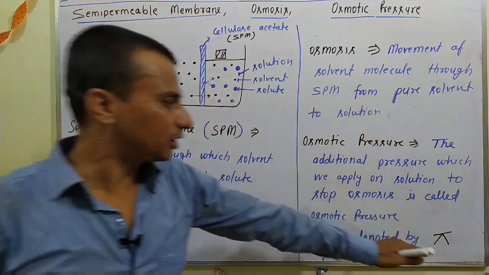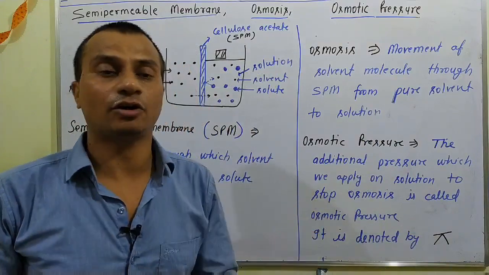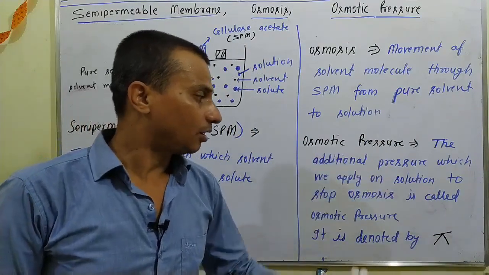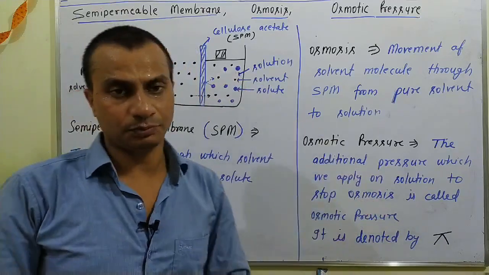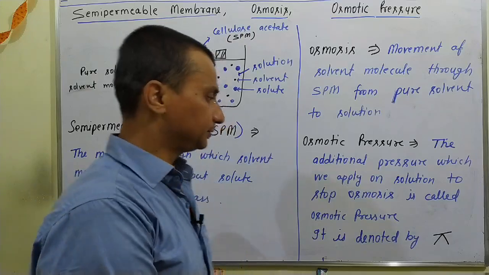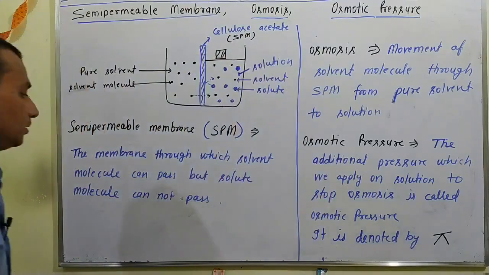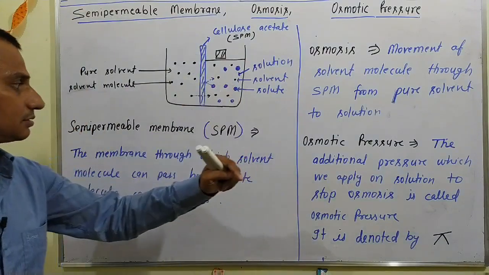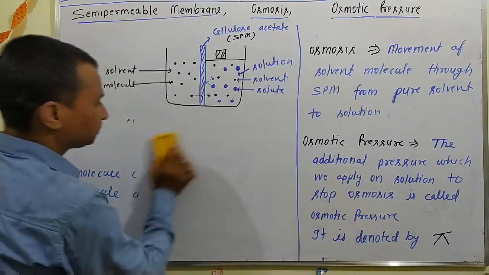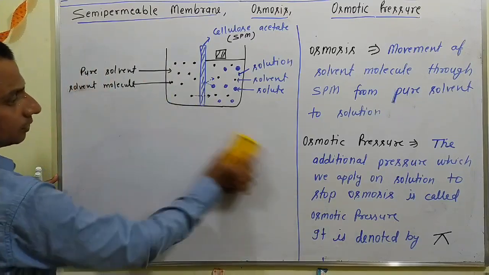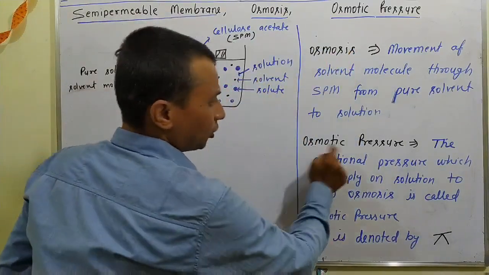Now we have to read about osmotic pressure, how we can calculate the osmotic pressure, or how we can calculate the molecular mass of solute with the help of osmotic pressure. Write down your definitions, then I am going to explain the value of pi. This is your osmotic pressure.